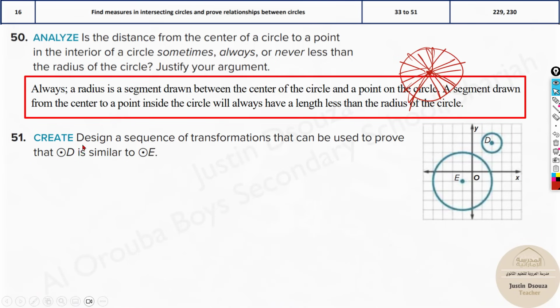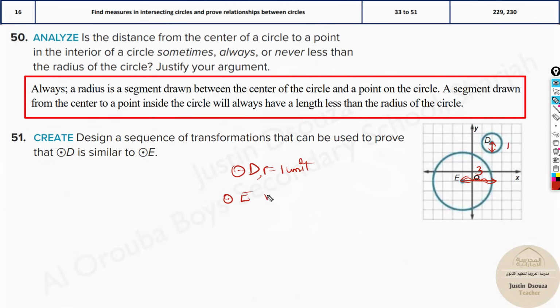It's always a radius. Design a sequence of transformations that can be used to prove that circle D is similar to circle E. So what you basically have to do is prove it. First, understand what the radius of this circle is. It's 1 unit. Over here it is 1, 2, 3 units. In circle D, r is equal to 1 unit. In circle E, r is equal to 3 units.